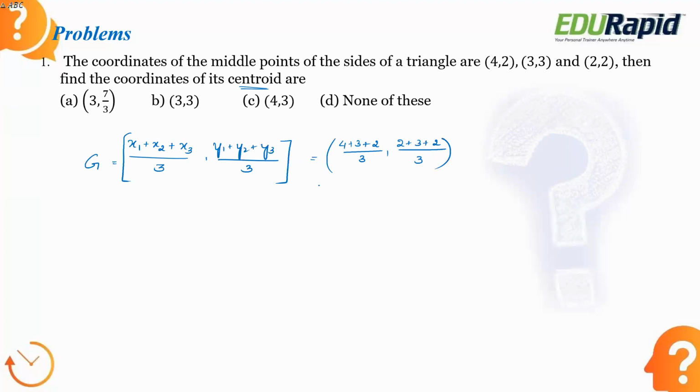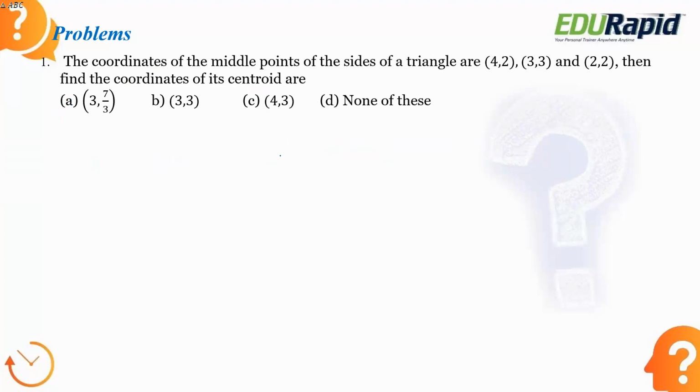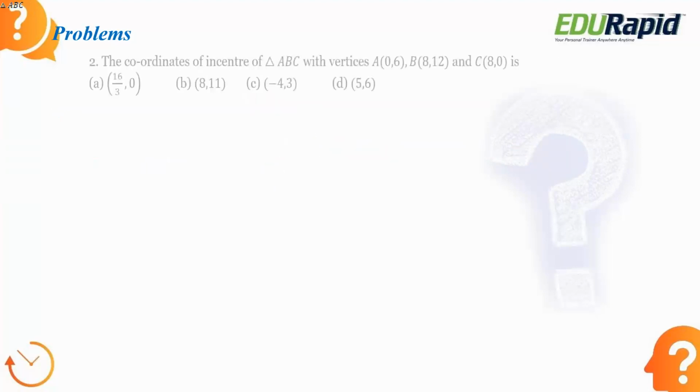So your right option would be 9 by 3, which will give you 3. So I can write 3 here. And 7 by 3. So the right option is option A, (3, 7 by 3). Let's check the next one here.